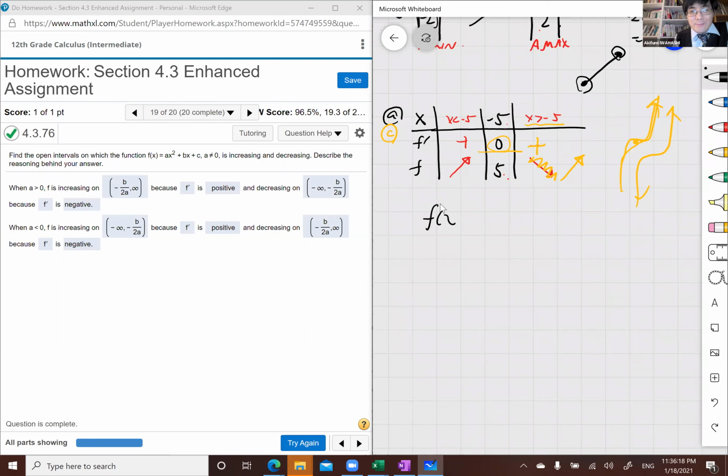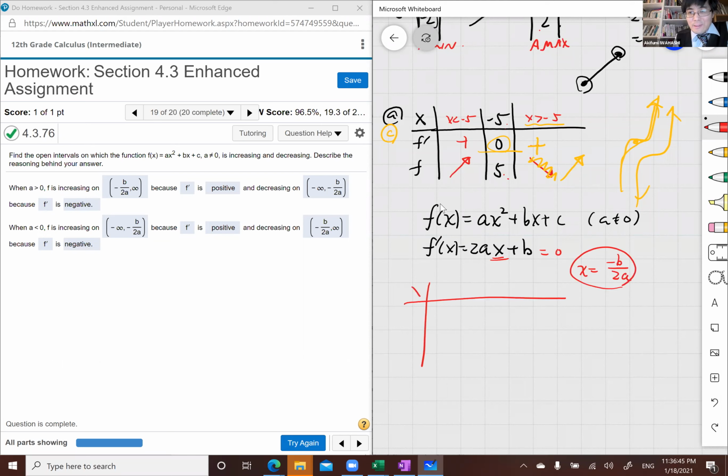So assume we have some basic quadratic function, with a not equal to 0. To find whether it's increasing or decreasing, you differentiate this function and you get 2ax plus b. Let's find the critical points. You solve for x and you get x equal to -b over 2a. So that's the critical point, the only critical point in all real numbers.